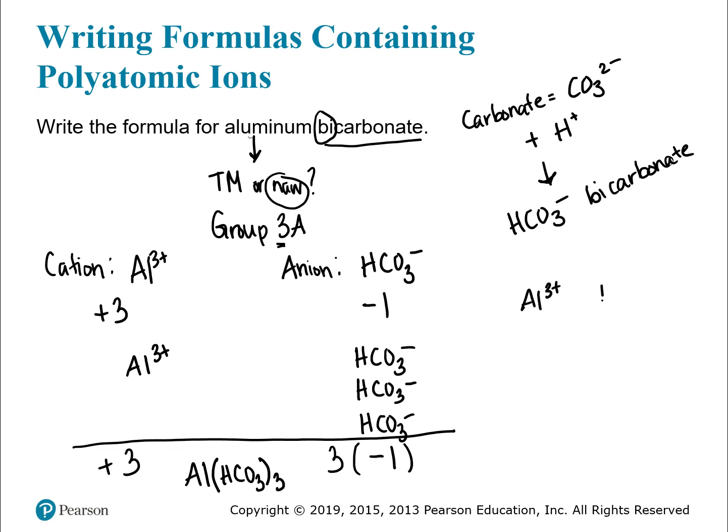If you were doing the charge method, or I keep calling it the charge method, the cross method, you would take that 3 and drop it down as the subscript for the anion. And again, since there's an implied 1 in the charge for the bicarbonate ion, you don't have to write the 1 for the aluminum. But if it was anything other than 1, you would absolutely write it in there.